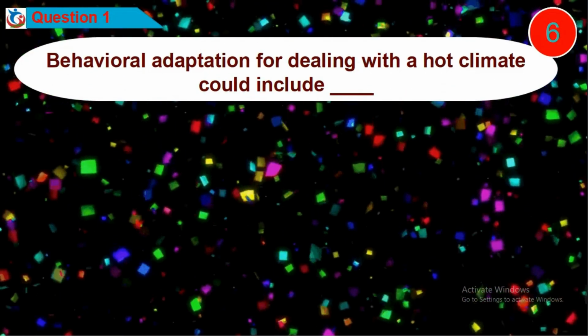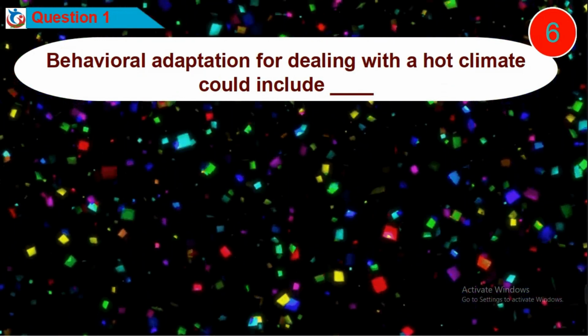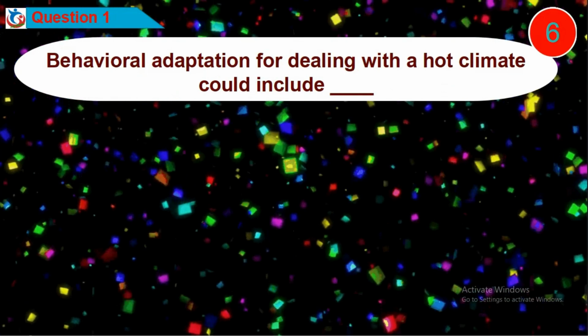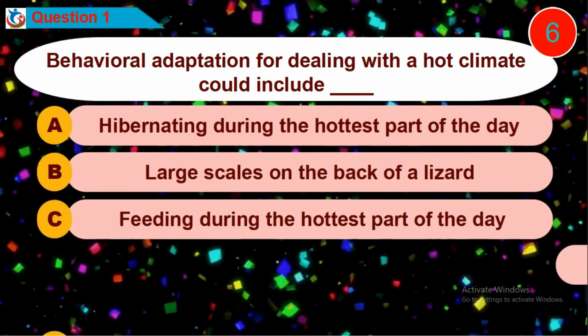Question 1. Behavioral adaptation for dealing with a hot climate could include dash. Is it option A, B, C, or D?